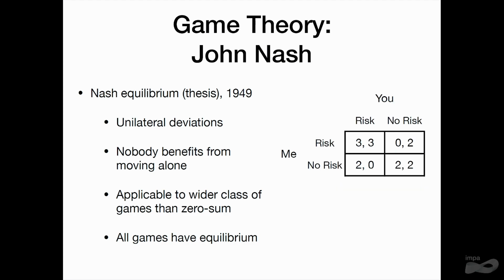On the other hand, the stag hunt game, if I do the arrows showing where our unilateral incentives would lead us, we see that there's two Nash equilibria. If we're both taking the risk, why would I go from getting a 3 to getting a 2? Why would you go from getting a 3 to getting a 2? No, we're in equilibrium here. Similarly here, why would I go from a 2 to a 0? Same with you, right? So there's two equilibria.